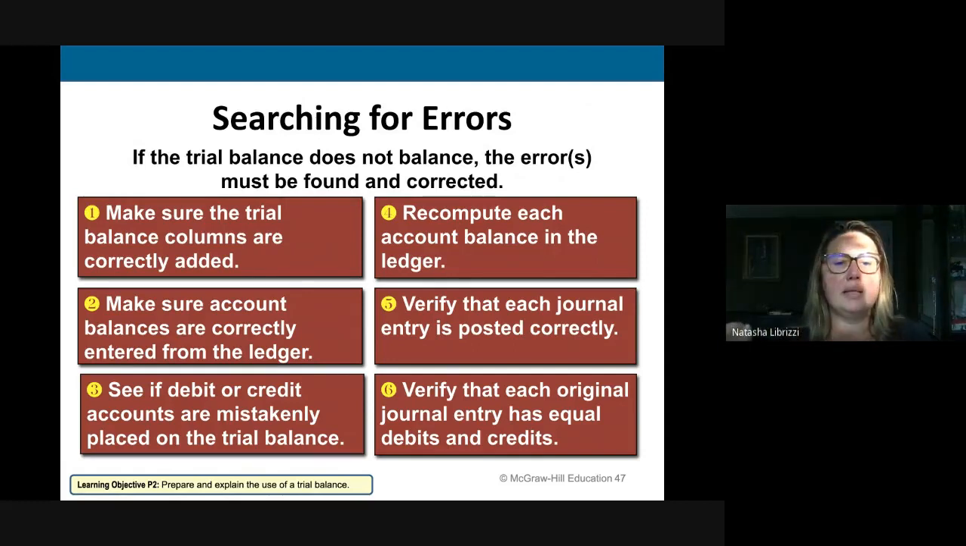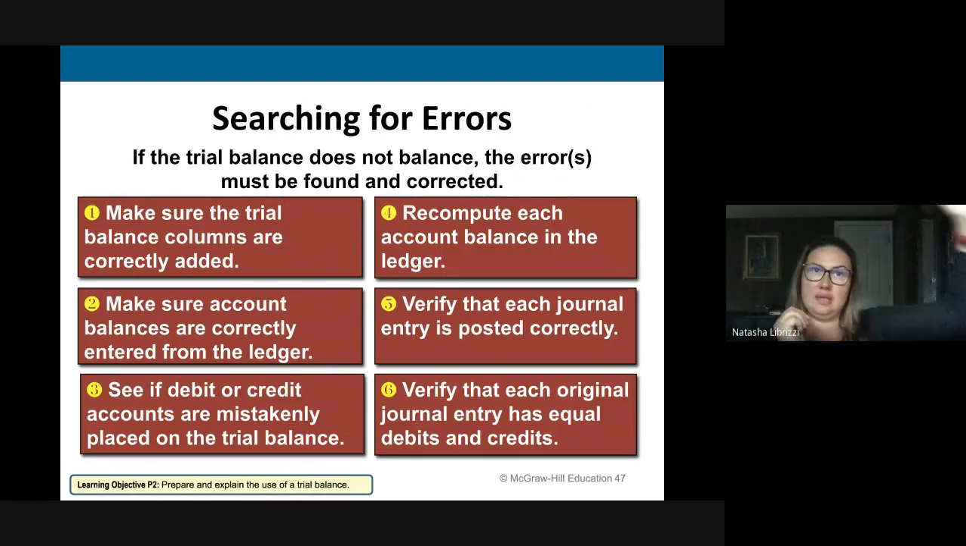Make sure the trial balance columns are correctly added. Make sure account balances are correctly entered from the ledger, right? See if the debit or credit accounts are mistakenly placed in the trial balance or you have reversed them. Recompute each account balance in the ledger. Verify each journal entry posted correctly.